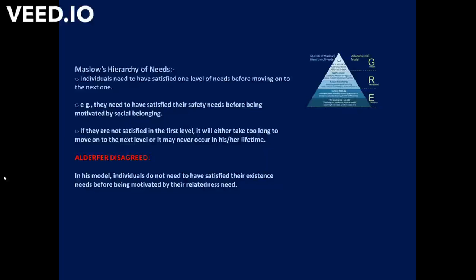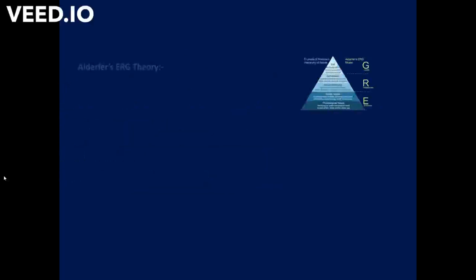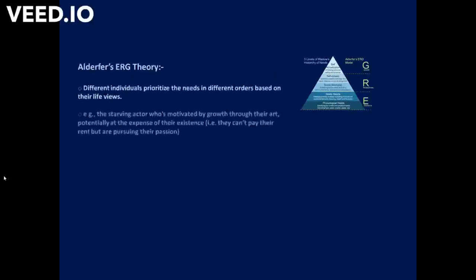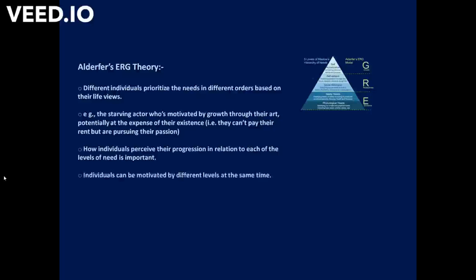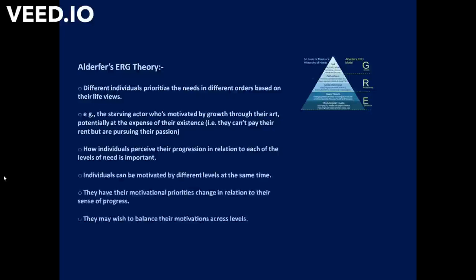Alderfer disagreed. In his model, individuals do not need to have satisfied their existence needs before being motivated by their relatedness need. In fact, Alderfer went further and said that different individuals potentially prioritize the needs in different orders based on their life views. A standard example of this could be the starving actor who is motivated by growth through their art, potentially at the expense of their existence. That is, they can't pay their rent but are pursuing their passion.